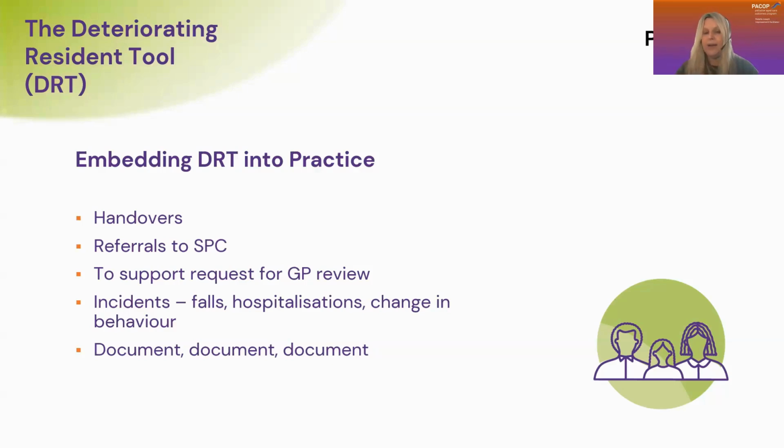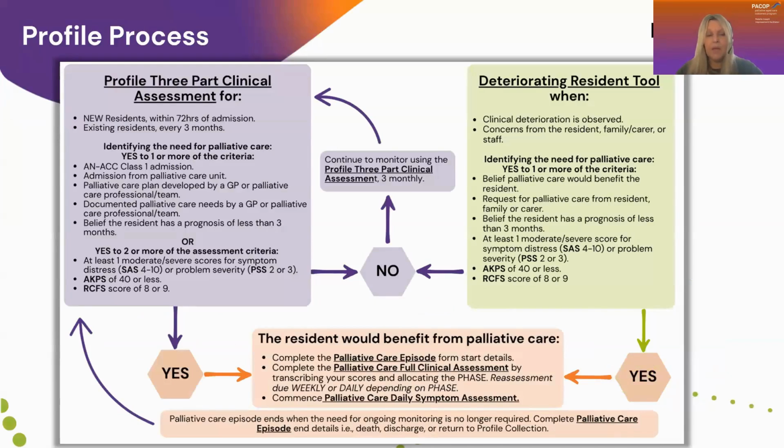It could just be a line. DRT done due to concern by daughter, nil concerns, continue to monitor. Or DRT done due to concern from daughter, showing increased pain, request GP review. Whatever it is, just make sure you document in the progress notes, like any good nursing system, just to make sure it gets all tied together.